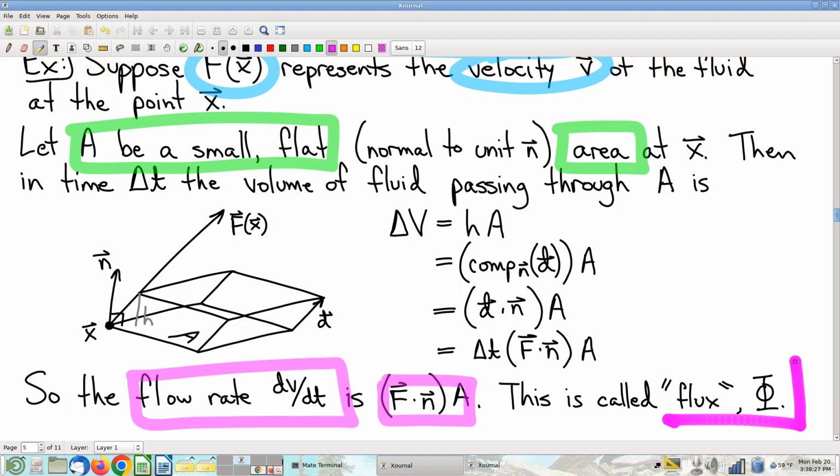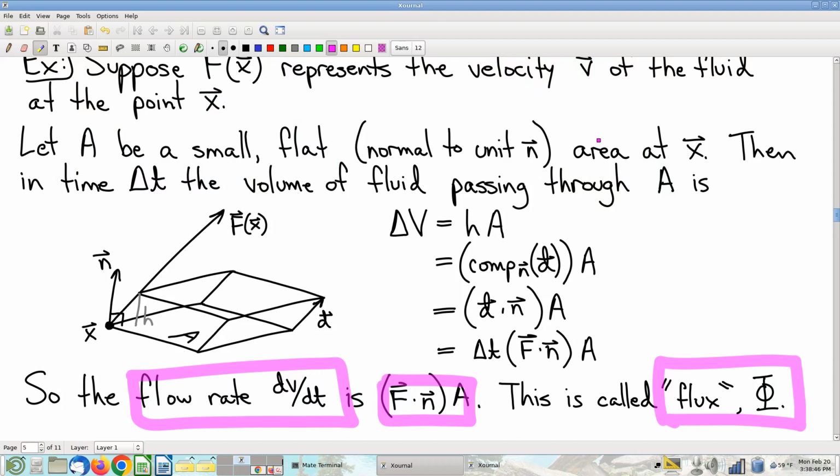This is called flux. We use the capital Greek letter phi, not to be confused with the lowercase phi that we use for the spherical coordinate. So capital phi represents what we call flux. By the way, we're going to do a lot of stuff with flux, very largely in chapters 6 and 7. We're just going to do a few things with it here. It's going to be one of the primary objects of study in chapter 7.